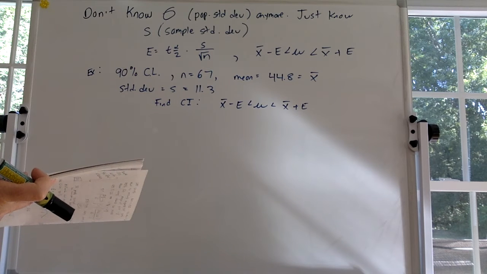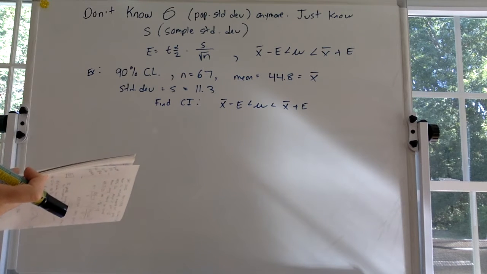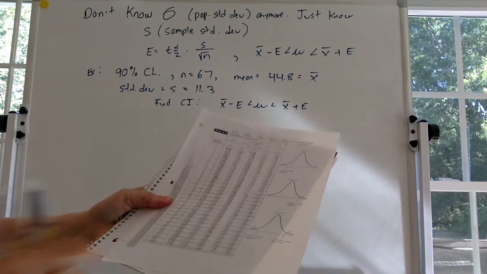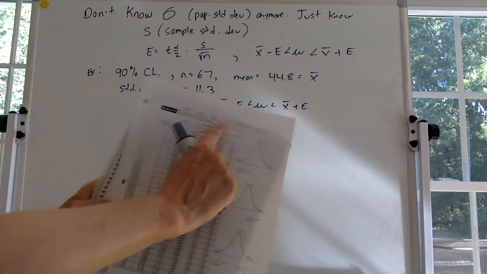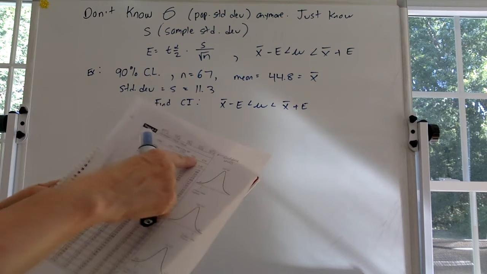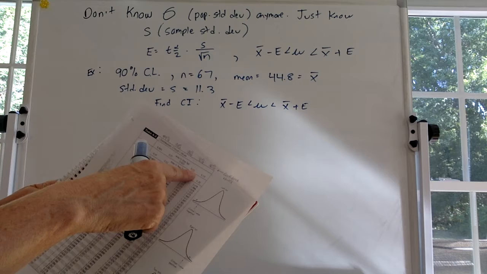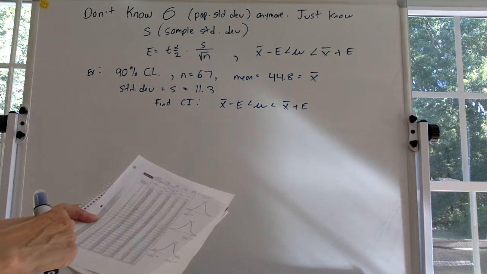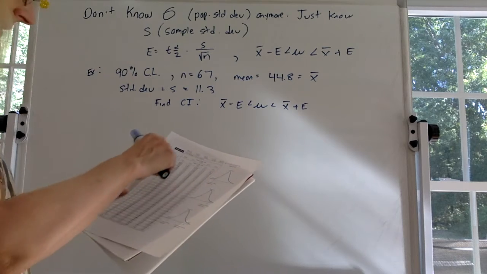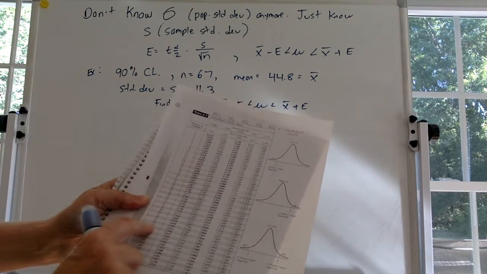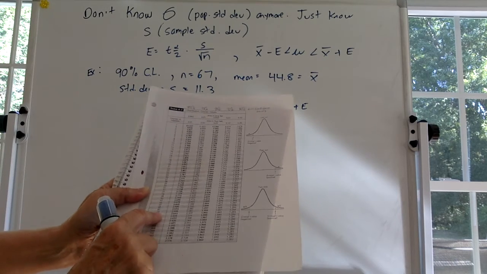So T alpha over 2 for a 90% confidence level. You take out that table and you go to the column that has 90% confidence level at the top. The top is the second from the last column. And let's see, our n is 67, so our degrees of freedom is 67 minus 1. It's 66. So you go down and you go, oh man, there's no 66 there. There's a 60, there's a 65, and there's a 70.